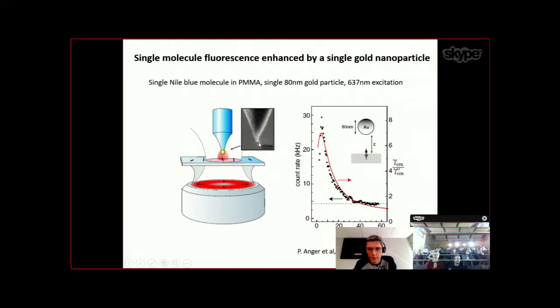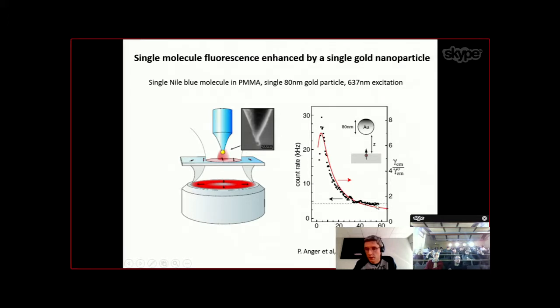This is the gold nanoparticle. This is the glass tip. The glass is not going to affect the experiment here. And we are going to scan and move and play with this distance, bring it closer. And on this axis, you have the nanoparticle to molecule distance.